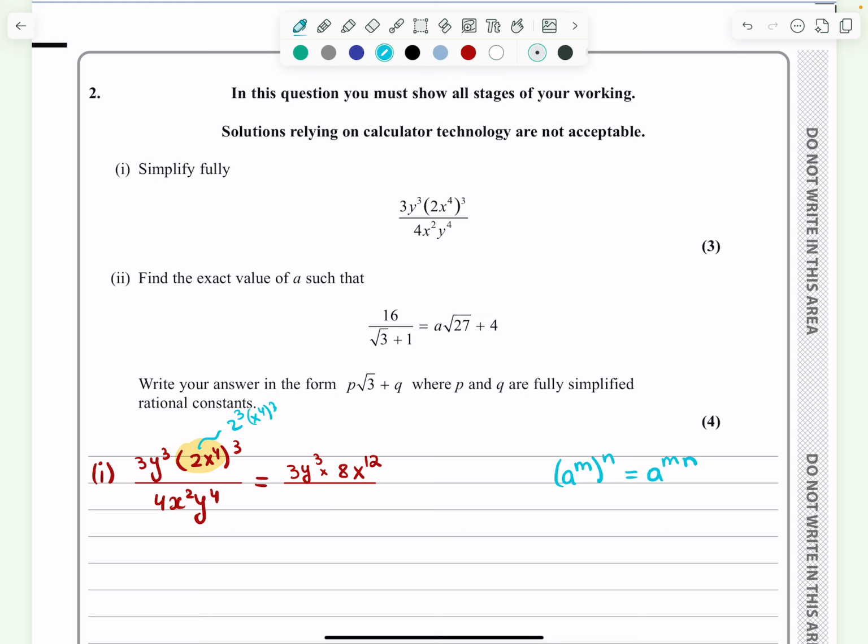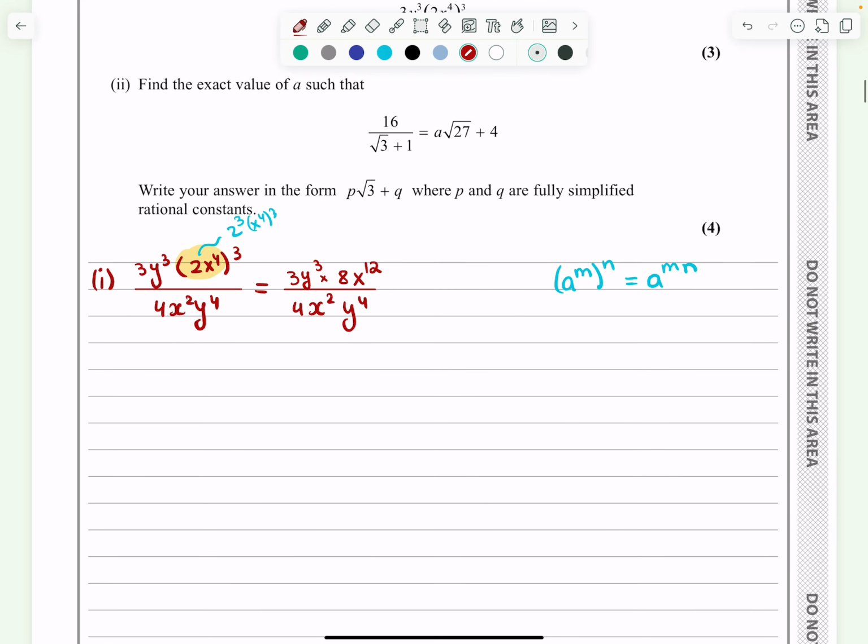And the denominator stays the same. There's nothing that I can change in the denominator for now, 4x squared y to the power of 4. Then I'm just going to simplify this numerator a little more. 3 times 8 is 24, so we have 24x to the power of 12 y cubed over 4x squared y to the power of 4. Now all I'm going to do is step by step divide them.